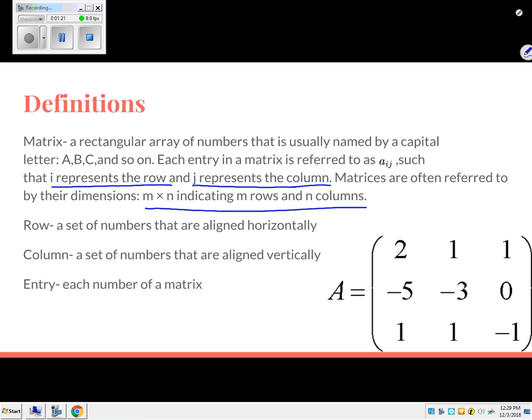And we're talking about rows. We're talking about all the numbers that are horizontal. And each column would be the vertical set of numbers.